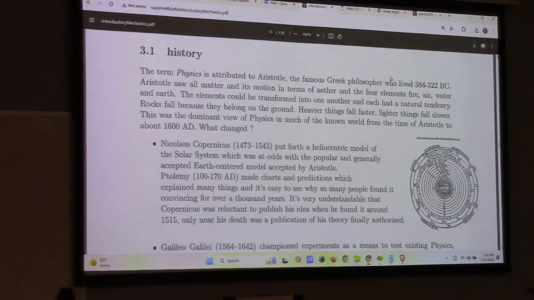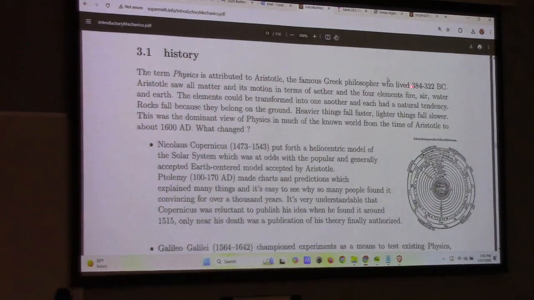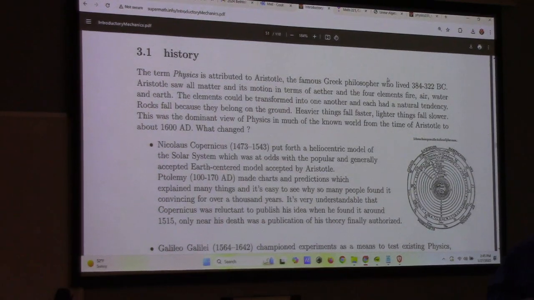But this is an older story than that. The term physics is attributed to Aristotle, a Greek philosopher who lived a long time ago, about 400 years before Christ, something like that. Aristotle saw all of matter and its motion in terms of ether and the four elements. You've seen this in various cartoons: fire, water, earth. So there it is: fire, air, water, and earth.